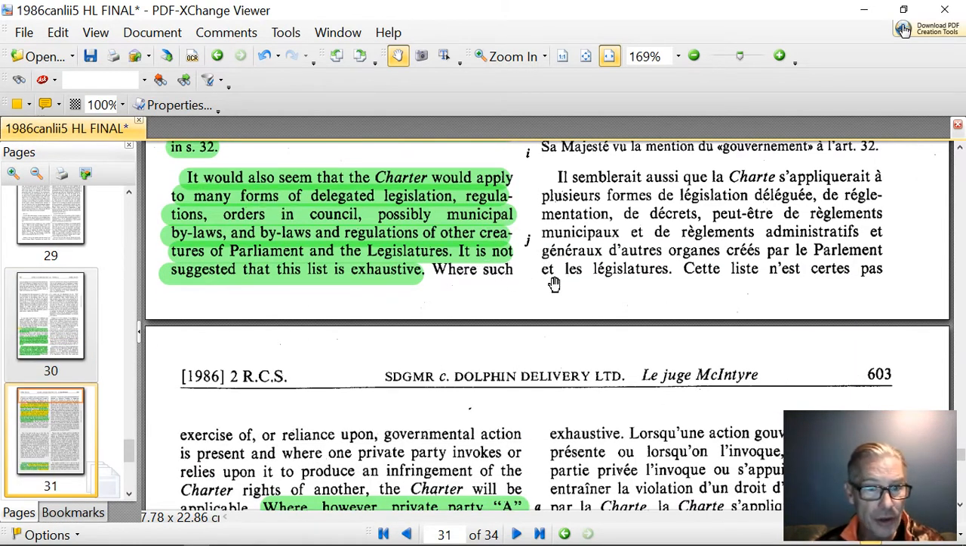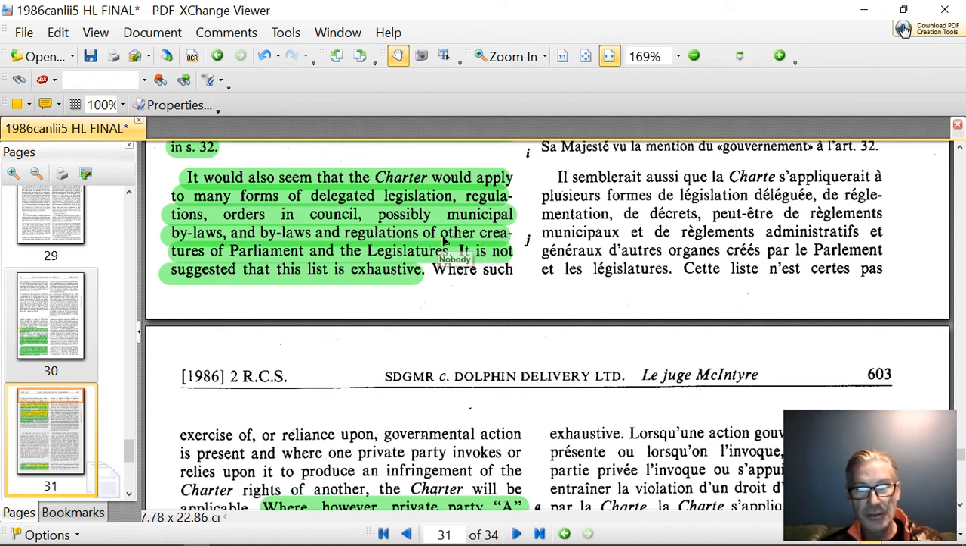It would also seem that the Charter would apply to many forms of delegated legislation, regulations, orders in council, possibly municipal bylaws and regulations of other creatures of parliament and legislatures. It is not suggested this list is exhaustive. But once again, if we look at mask bylaws, the municipality was created through statute. The municipality implements government policy and procedure.